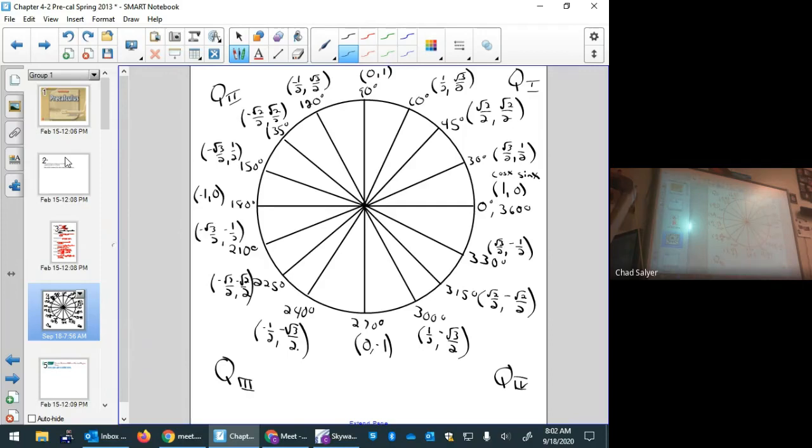Now, one additional bit of information I haven't taught you yet is the radians, how to convert them. We're going to learn that today. And then we'll go through and populate all these with the radian measures.